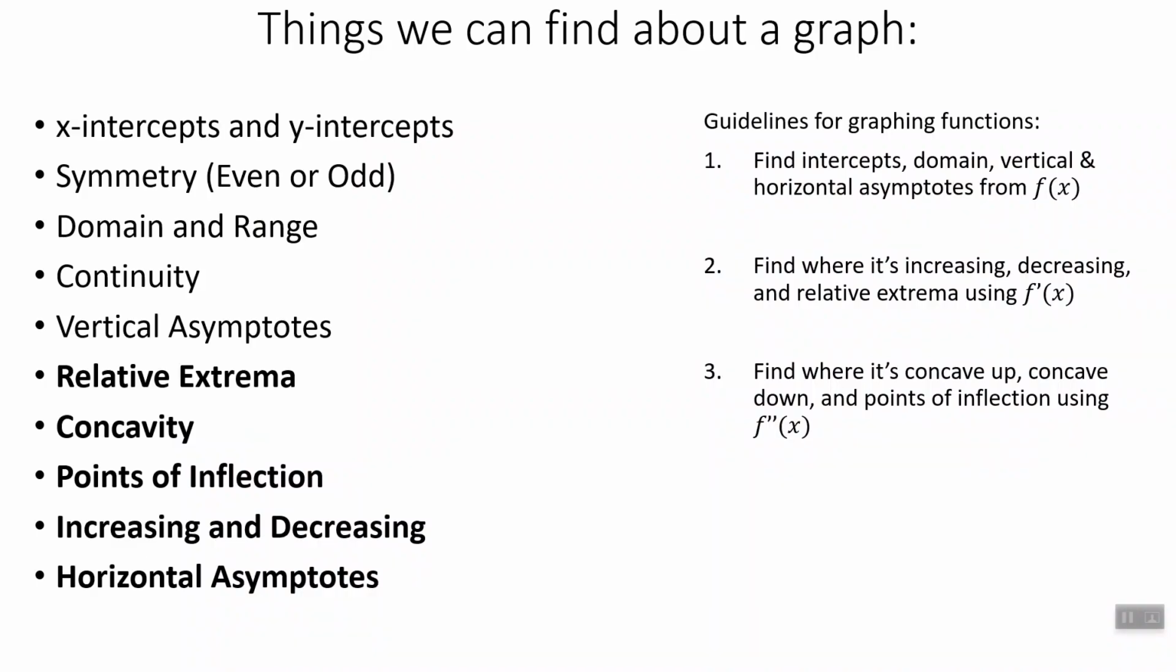All right, so things we can find about a graph. Some of these things are from pre-calc, some of these things are from calculus. So X intercepts are when the y is 0, so we'd have a number, comma, 0, so we'd plug in 0 for y. Y intercepts is when x is 0, so we'd have 0, comma, a number, we'd plug in 0 for x. Symmetry, if we do f of a negative x, we'd get the same thing as f of x. That means it's even. In other words, it's symmetric.